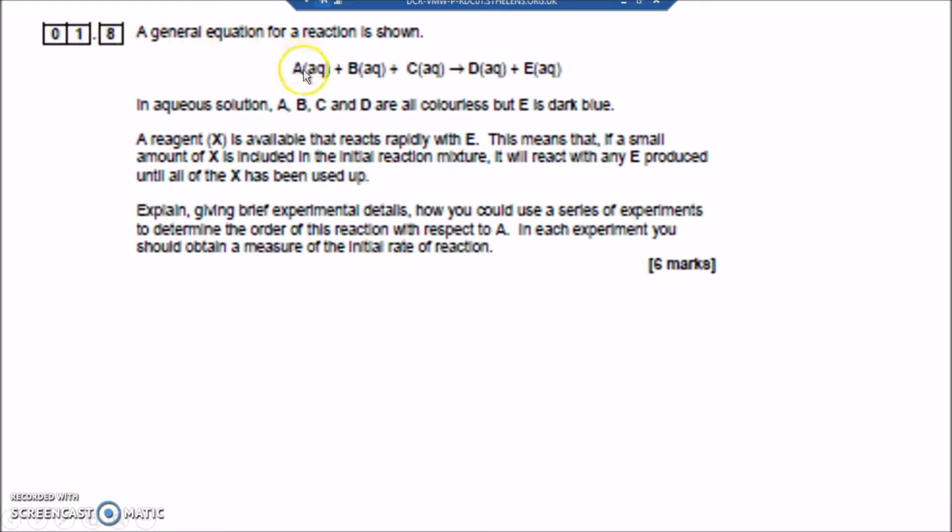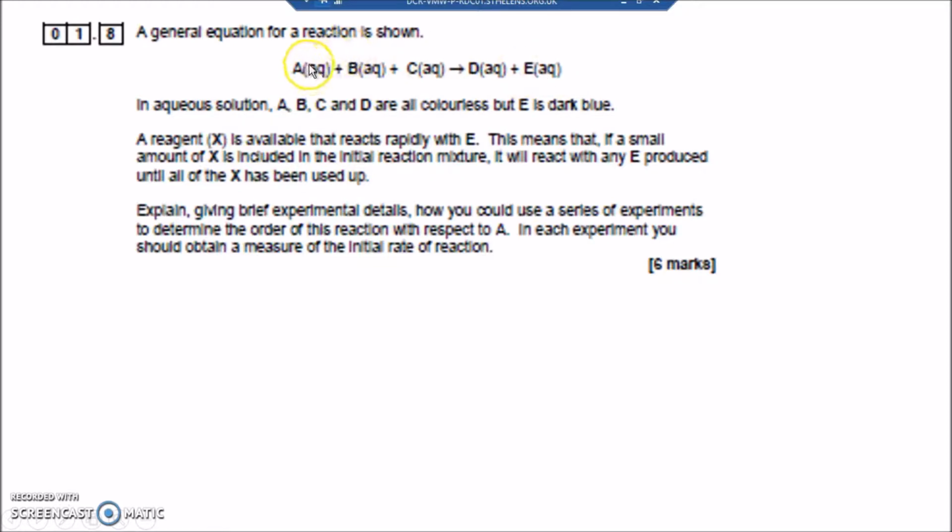Question 1.8. You've got a reaction with A, B and C as reactants and it's making D and E. E is a dark blue colour. So the reactants will go blue straight away as E is made. However, you can add a reagent X, and X reacts with E. As it reacts with E, there won't be any blue colour. But when X runs out, then E is produced and the blue colour appears. So whilst X is still not fully used up, E won't be produced and it won't be blue. It's only when X runs out that E will appear.